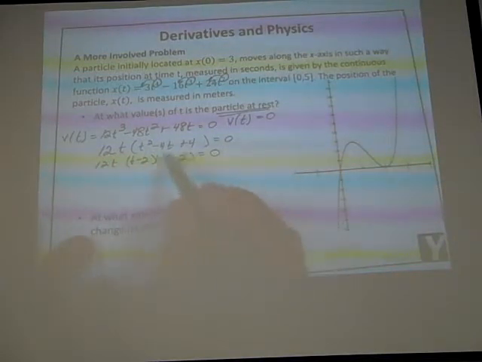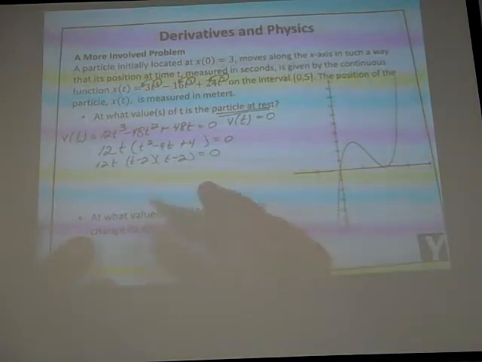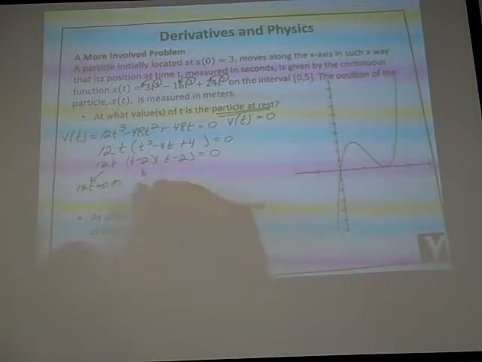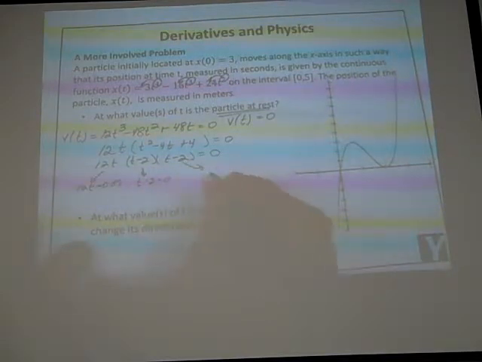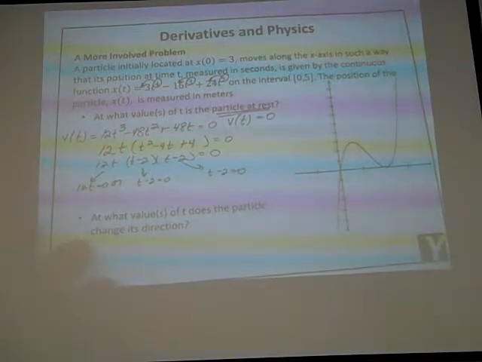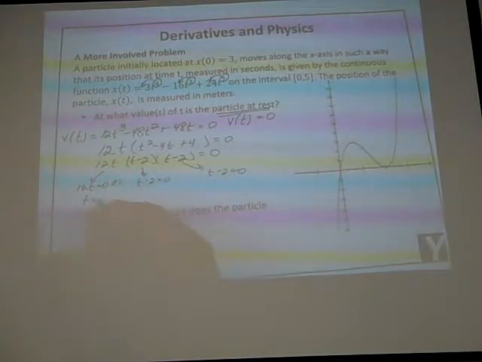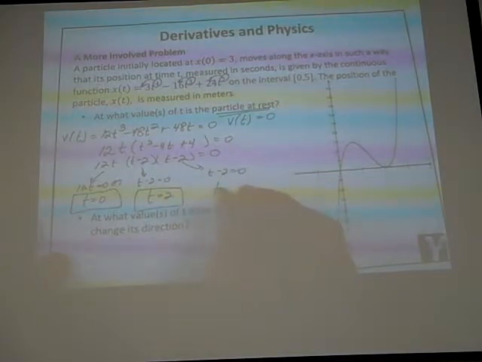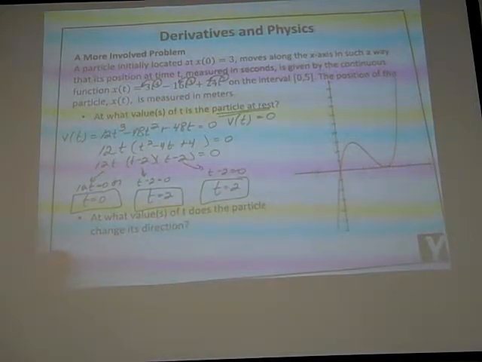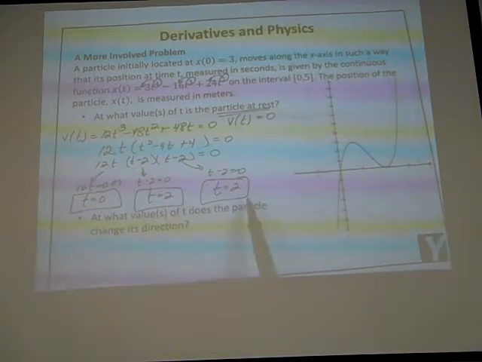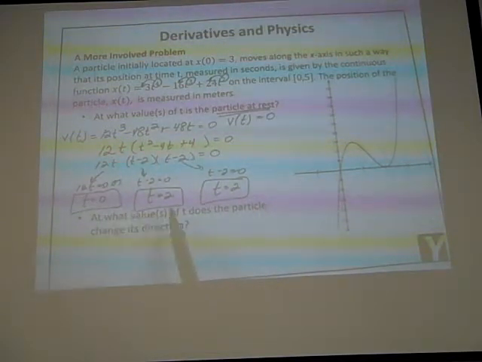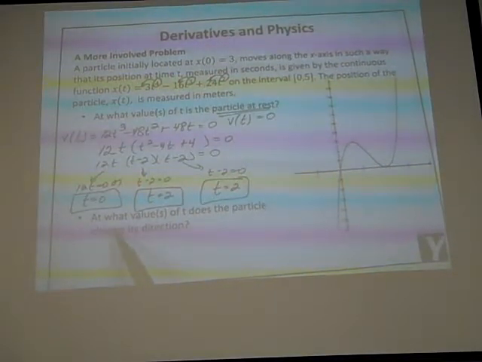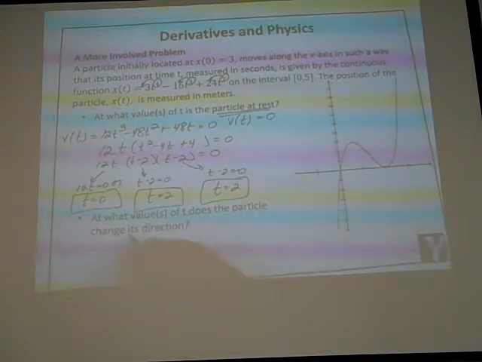If this is the velocity expression, where is the velocity equal to 0? Well, that's going to happen if 12t equals 0, or t minus 2 equals 0, or t minus 2 equals 0. So I see at t equals 0 seconds, at t equals 2 seconds, and again at t equals 2 seconds. Really 3 answers, but really at 2 points, the particle will be at rest. Great. The follow-up question, at what value does the particle change its direction?